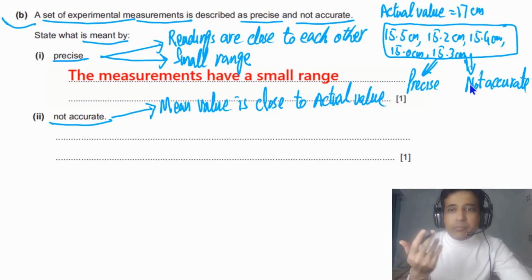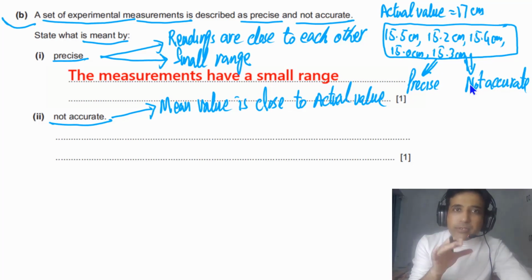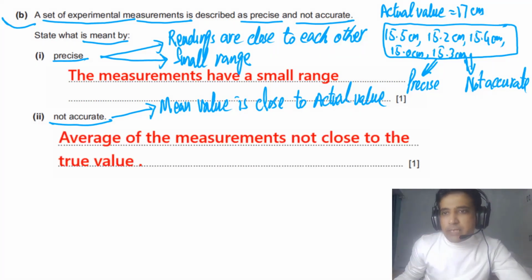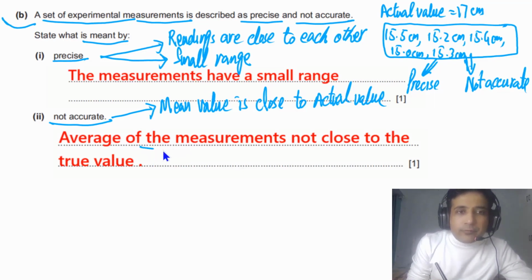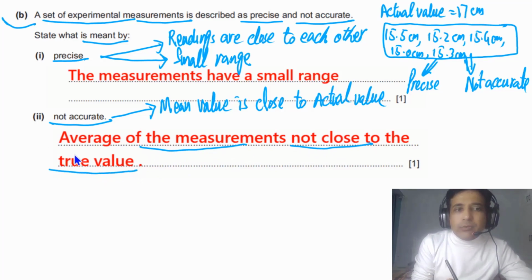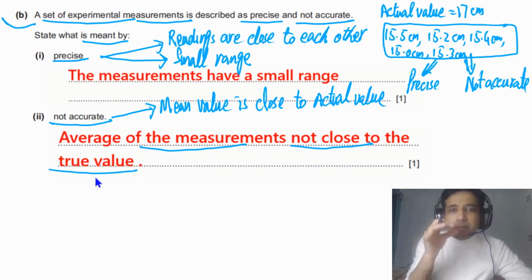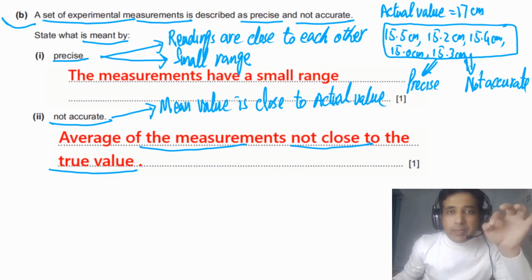So this is the point you need to understand: data can be precise, but still it cannot be accurate. For the second part, this is how you can write your answer. Simply say the average of the measurements is not close to the true value, or the mean of the measurements is not close to the actual value. I hope this point is clear to you: what is meant by precision and what is meant by accuracy.